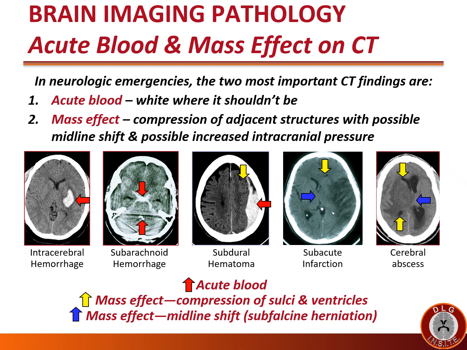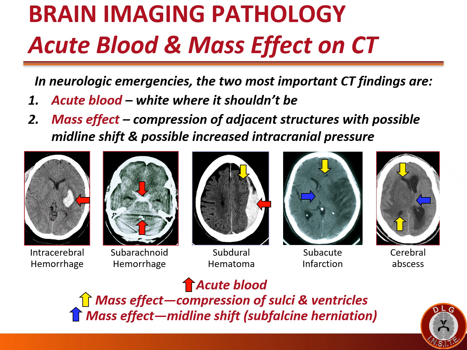In these 5 images, the red arrows are pointing to acute blood. The yellow arrows are pointing to mass effect manifested by compression of sulci and ventricles, and the blue arrows are referring to mass effect manifested by midline shift, also known as subfalcine herniation.